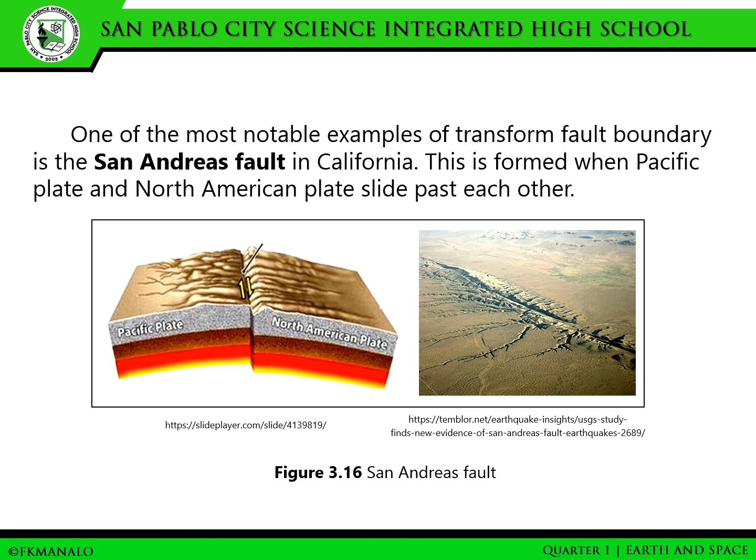One of the notable examples of a transform fault plate boundary is seen in the picture. This is the San Andreas Fault in California. This is formed when the Pacific Plate and the North American Plate slide past each other.